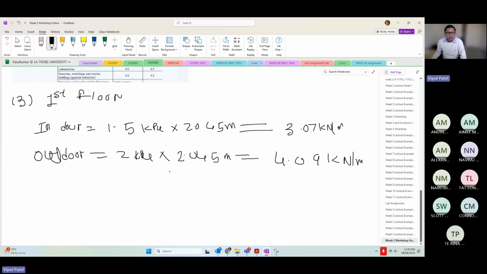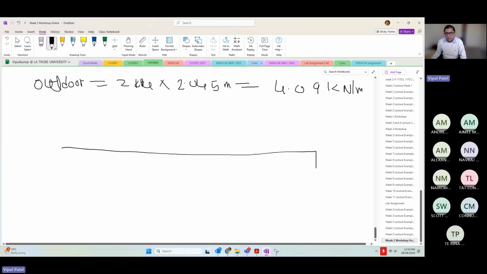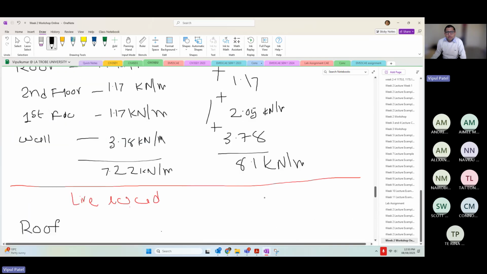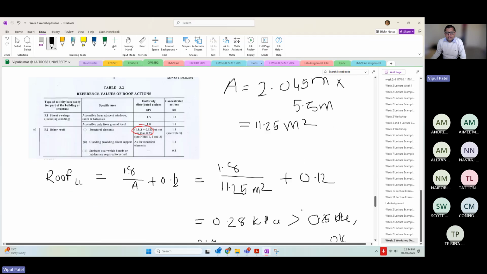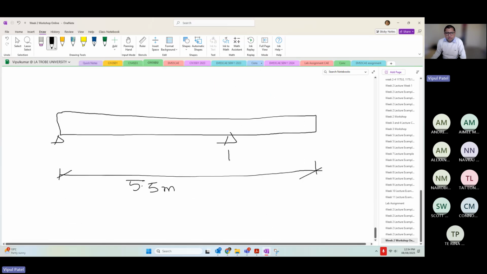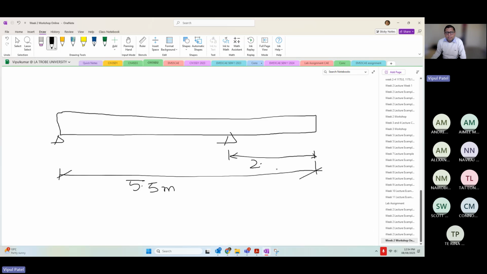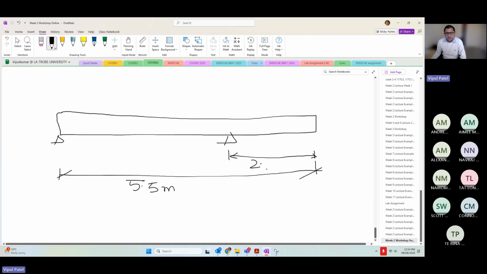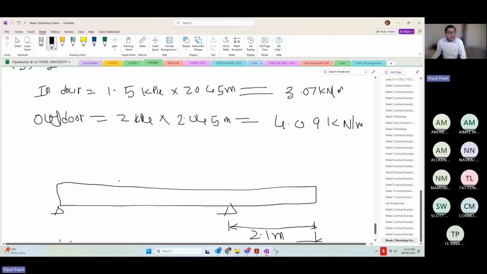Now, same thing, we're going to draw the figure for our beam, that is 5.5 meters long with the balcony. So the whole beam is 5.5 meters long. And if I remember, the balcony was 2.1 meters. You might say, where do all these dimensions come from? If you open this AutoCAD file, it will appear there, 2.1 meters. Okay, so that's all good.